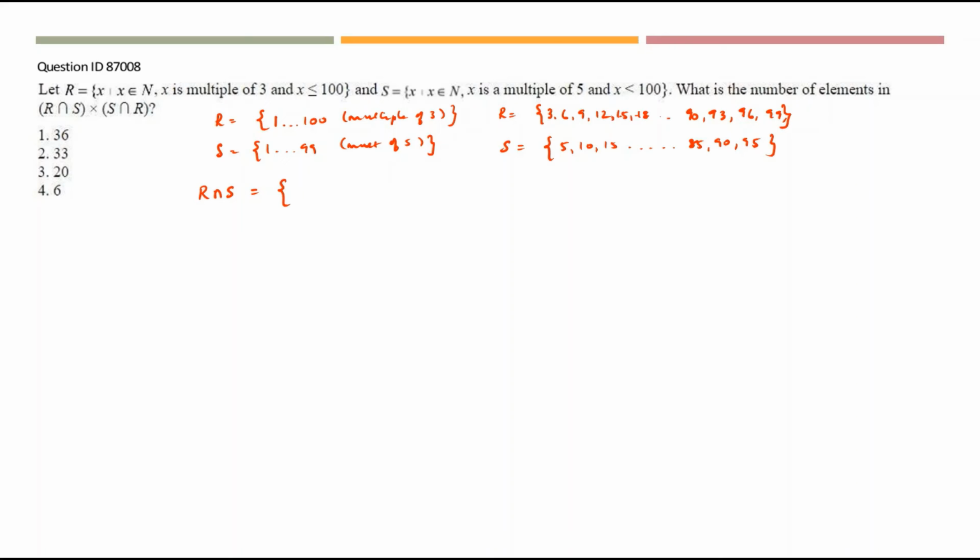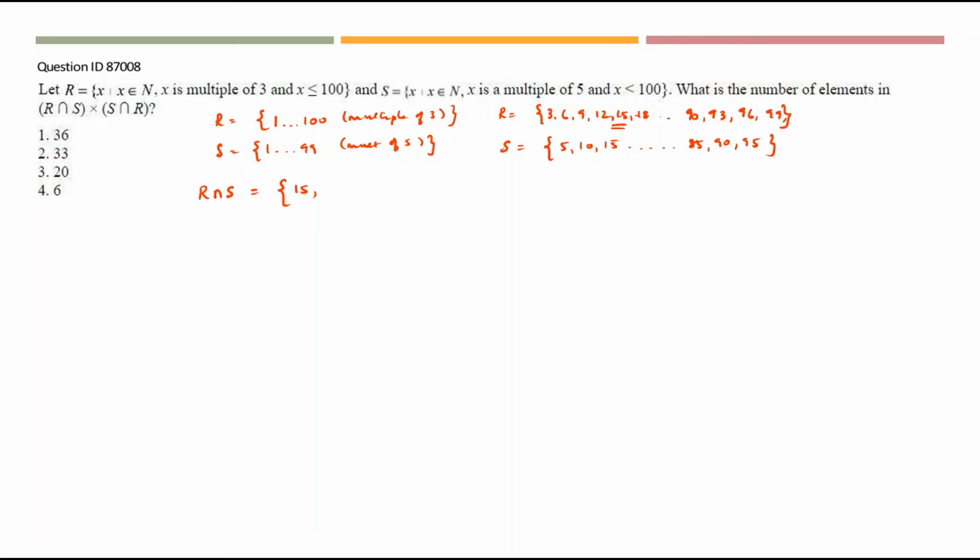When you take multiples of 3 and multiples of 5, both are actually prime numbers. When you want to take the intersection, you have to take it in the form of 3 into 5. In fact, if you take the LCM of 3 and 5, it will end up in 15. So when you want to take the intersection, you have to see the multiples of 15. So here you have 15. So I can take 15.